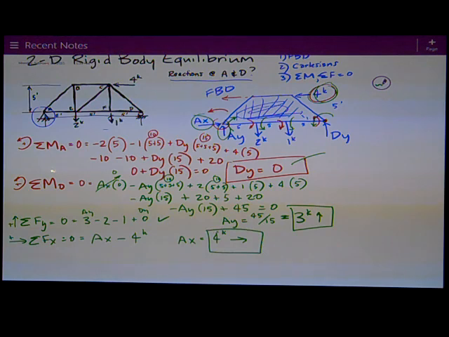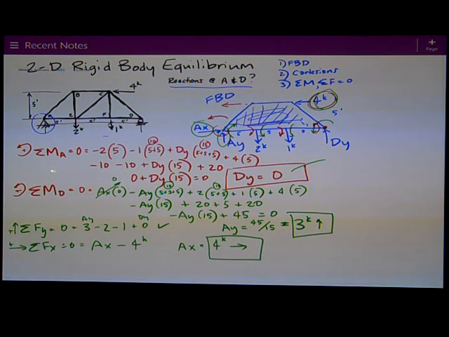So there's my 3 answers. Some of these are really easy. You can look at them and just see what they are. The only thing I have in the x direction is this 4 kips to the left. So AX has got to be equal to 4 kips. So I don't even have to do calculations for that one. So there you see that.